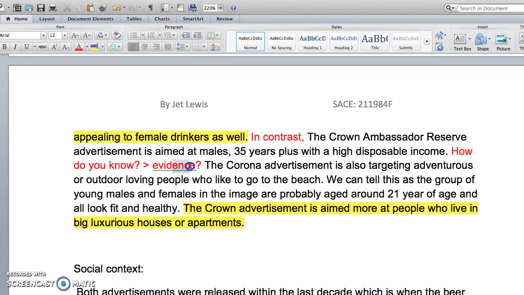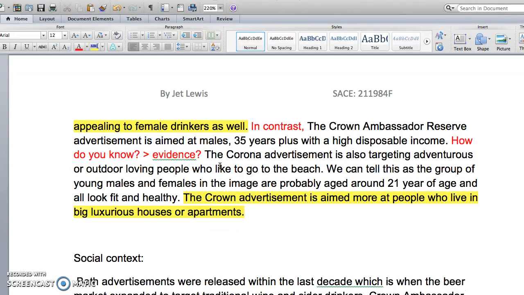Evidence needed with a high disposable income. You're probably going to, because you need to show why that is. And probably from having explained a bit more about the beer market, that will become self-evident, because this is obviously going to be marketed at a higher price point, and therefore it's targeting people with a higher disposable income.